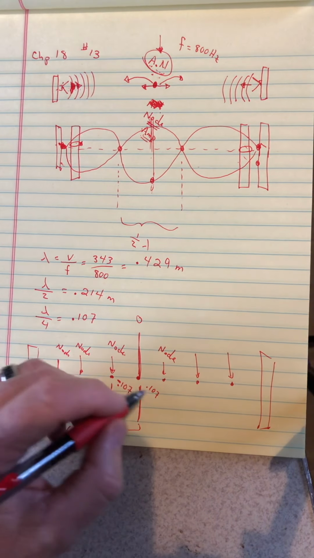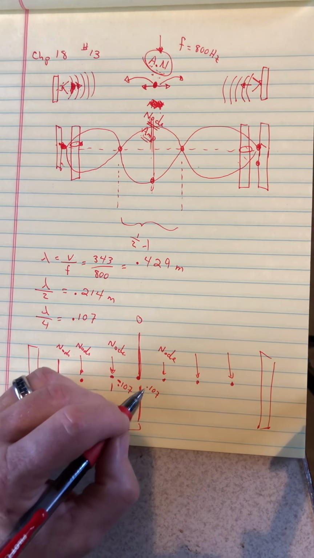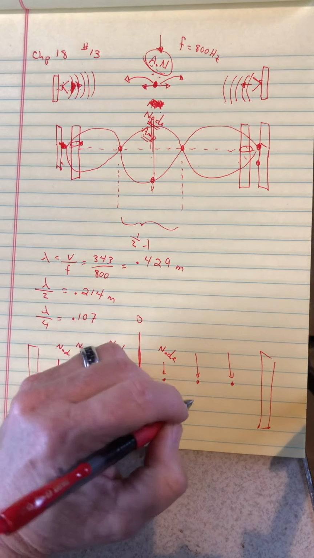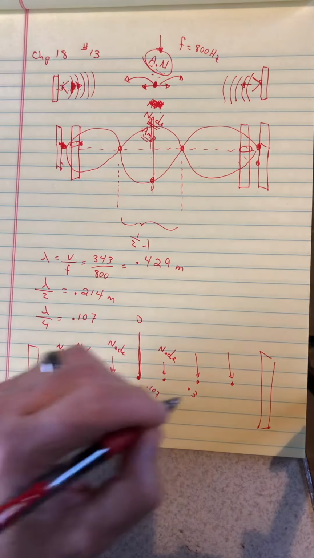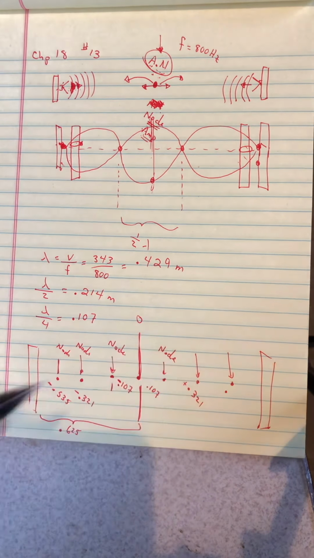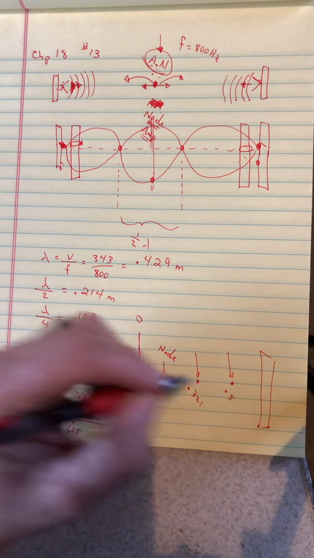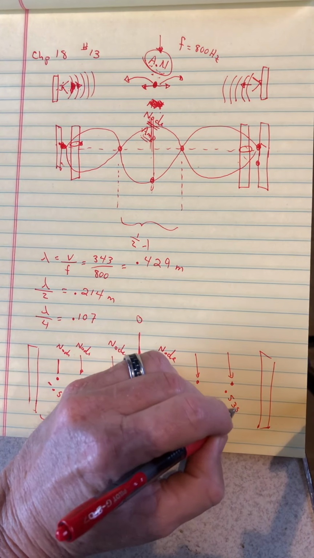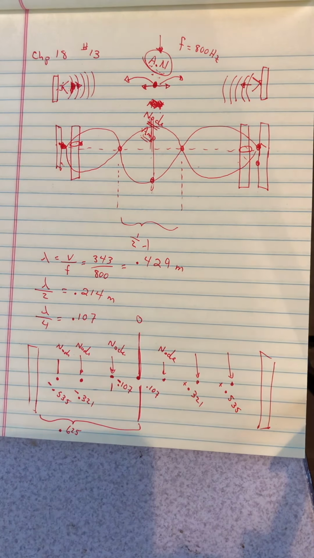And to the right, I'll just label them. The first one was the 0.107. Then the 0.321. This would be a positive. And then the 0.535 with a plus. So a total of 6.